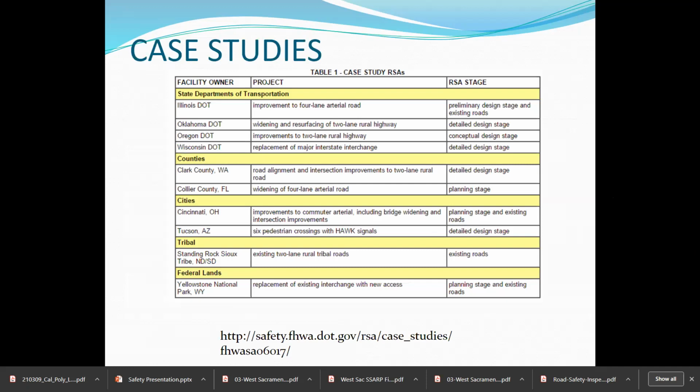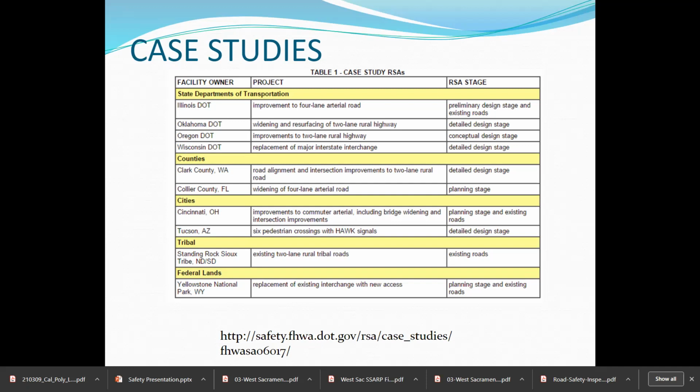And there are some case studies. I've provided the link on this. I think I noted a couple of case studies from the urban areas that looked at pedestrian issues and commuter arterial and intersection improvements in Cincinnati, Ohio, and Tucson, Arizona. So those are the two that I've provided to you. But then you could also look at state DOT studies, county studies, and federal lands and tribal studies. So there are some example case studies that Federal Highway has provided that you could potentially look at if you ever end up doing a road safety audit at a location that fits within those categories.